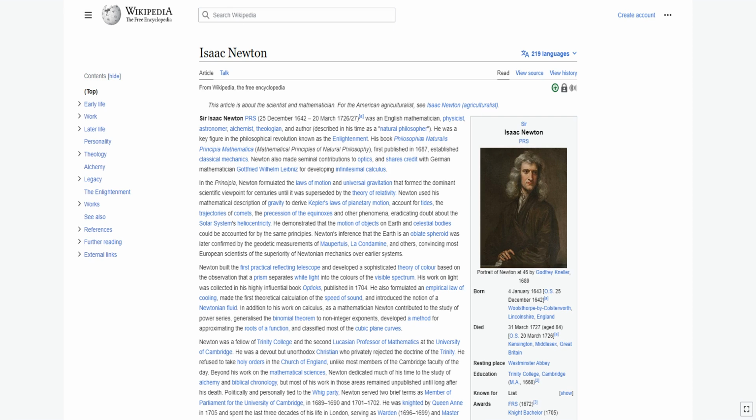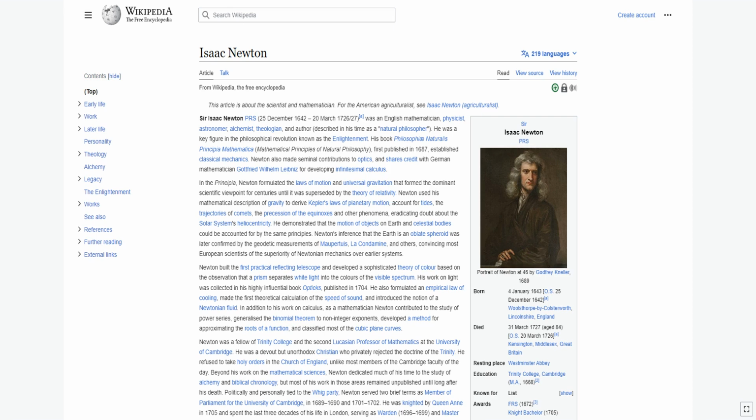Newton's inference that the Earth is an oblate spheroid was later confirmed by the geodetic measurements of Maupertuis, La Condamine, and others, convincing most European scientists of the superiority of Newtonian mechanics over earlier systems. Newton built the first practical reflecting telescope, and developed a sophisticated theory of color based on the observation that a prism separates white light into the colors of the visible spectrum. His work on light was collected in his highly influential book Optics, published in 1704.